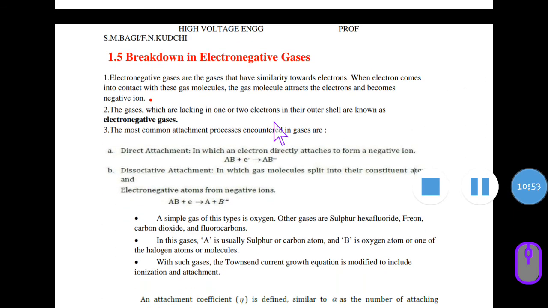Sometimes they may ask what is breakdown in electronegative gases; sometimes the question is to write a note on it. That I am going to discuss. Electronegative gases, Paschen's law, and what is time lag are questions asked in the exam. That I am going to discuss next.